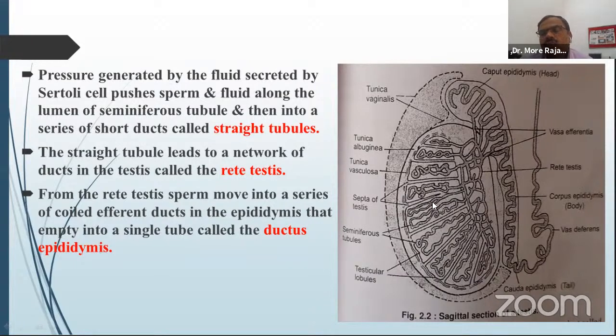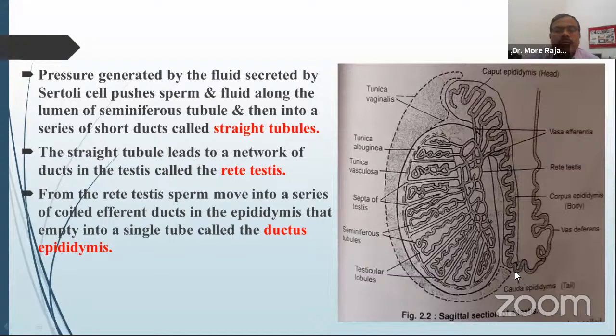All these convoluted seminiferous tubules further form a network called the rete testis. After the formation of the rete testis, it comes to the upper end into the caput epididymis and further shows coiling. It is converted into a single duct, which comes out through the cauda epididymis, or the tail of the epididymis, as a single tube called the vas deferens. So the sperms developed in the seminiferous tubules move forward with the help of pressure, and the spermatozoa come into the straight tube, that is the vas deferens.